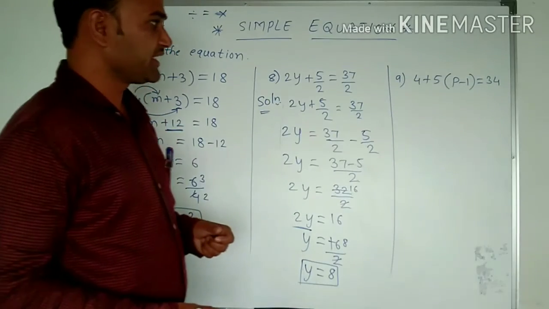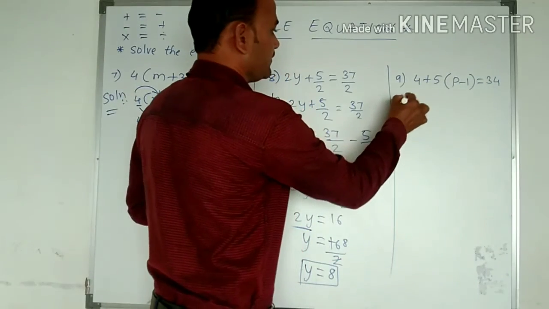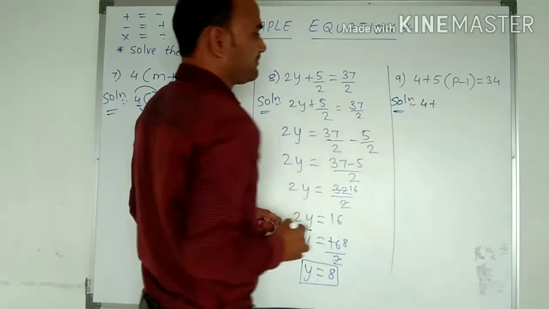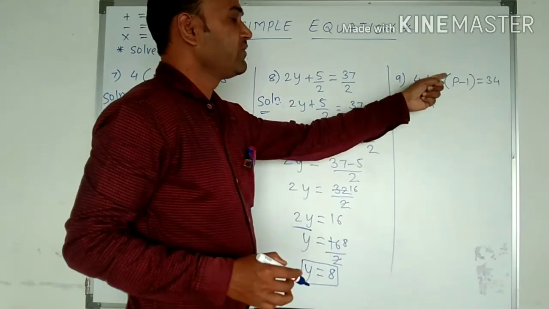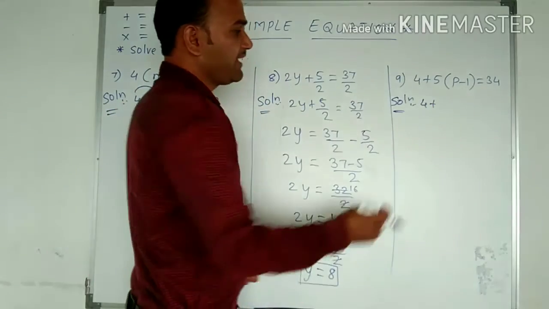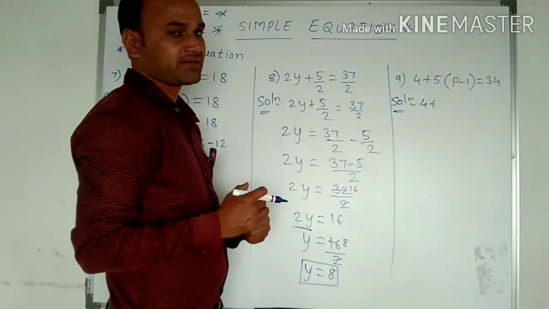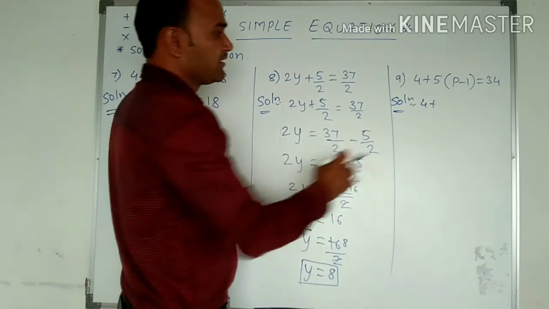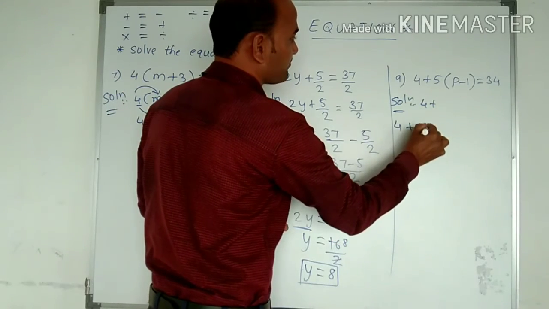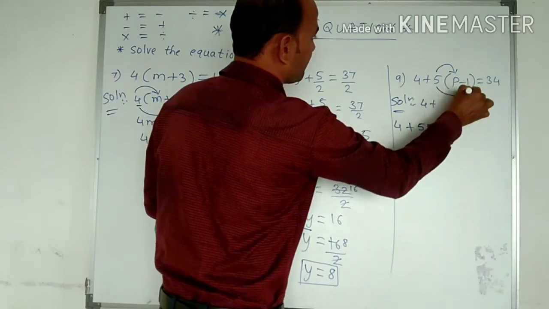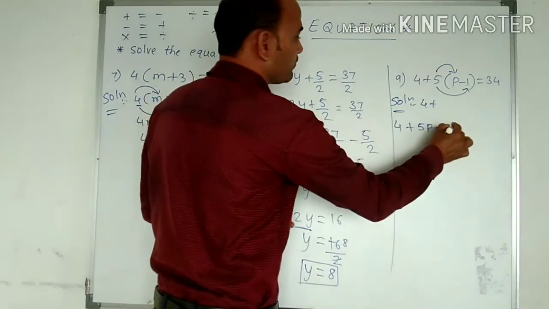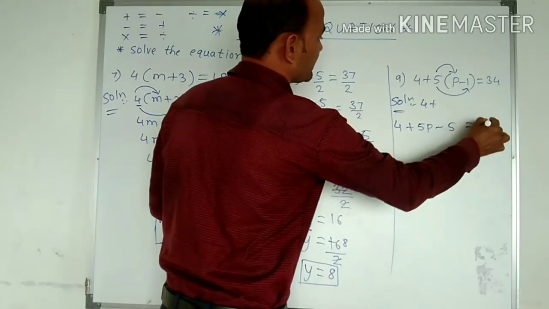So simply move towards the next one, that is 4 plus 5(p minus 1) is equal to 34. Here we have to multiply the 5 and clear out the bracket. Let us see here: 5 into p becomes 5p. First you have to multiply with p, and then with 1. The minus sign in the middle, you have to keep as it is. 5 into 1 becomes 5 only, which equals 34.